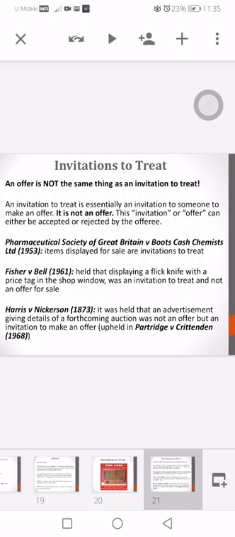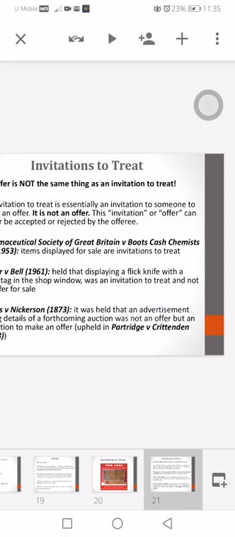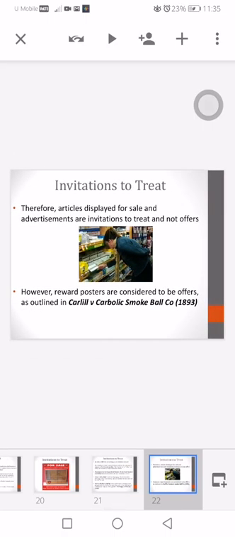In Harris versus Nickerson, 1873, it was held that an advertisement giving details of a forthcoming auction was not an offer but an invitation to make an offer. This was upheld in Partridge versus Crittenden, 1968. Therefore, article displays for sale and advertisements are invitations to treat and not offers. However, reward posters are considered to be offers, as outlined in Carlill versus Carbolic Smoke Ball Co.